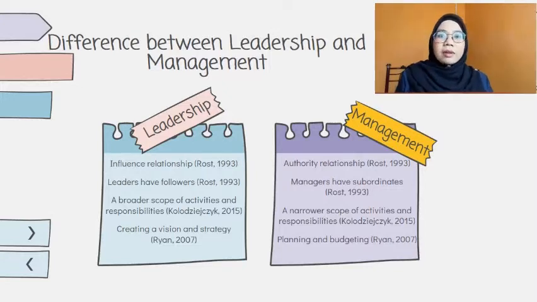Interestingly, Ross describes how the leadership relationship is multidirectional. What Ross means by multidirectional is that leaders influence followers and followers influence leaders too, as well as leaders being able to influence other leaders and followers influencing other followers. In management, however, it is explained that the relationship is basically top-down, and there is little influence exerted aside from that. And this brings us to the next point, which is that in leadership, leaders have followers, while managers have subordinates.